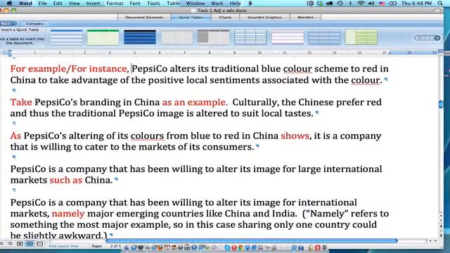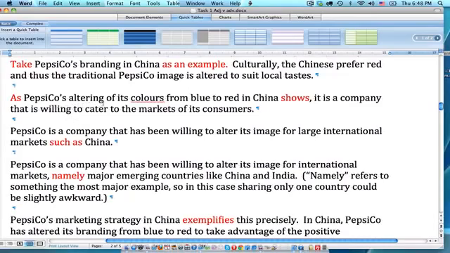Okay, secondly, take PepsiCo's branding in China as an example, full stop. Now that's not the end of the example, that's just sort of a little intro to what the example is going to be. The example really happens here. Culturally, the Chinese prefer red, and thus the traditional PepsiCo image is altered to suit local tastes. Okay.